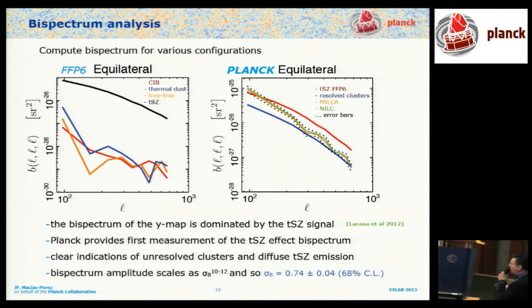So now, if we go to the Planck map, you can see that this is the measured Planck bispectrum, both for MILCA and NILC. So we have a good consistency between the two methods. This is what would be expected from resolved clusters in blue. So we have for the first time a good measurement of both resolved and unresolved clusters, and maybe diffuse emission from the TSZ signal from the bispectrum. And this is, for example, what we have for the TSZ for the FFP simulation. So comparing our measurement to the model, we can also derive constraints on sigma 8, which once again are consistent with what we measured before.